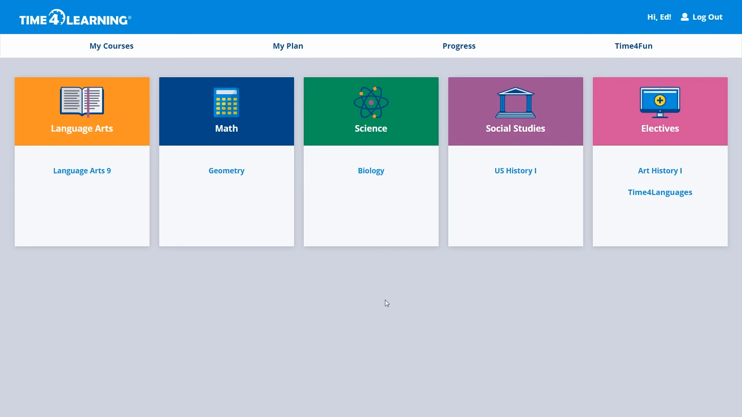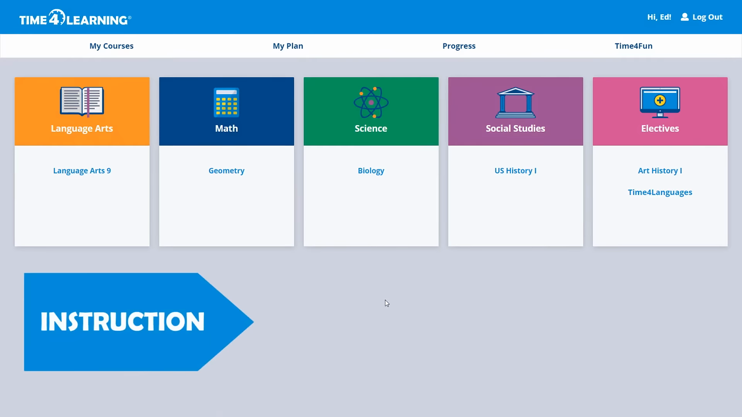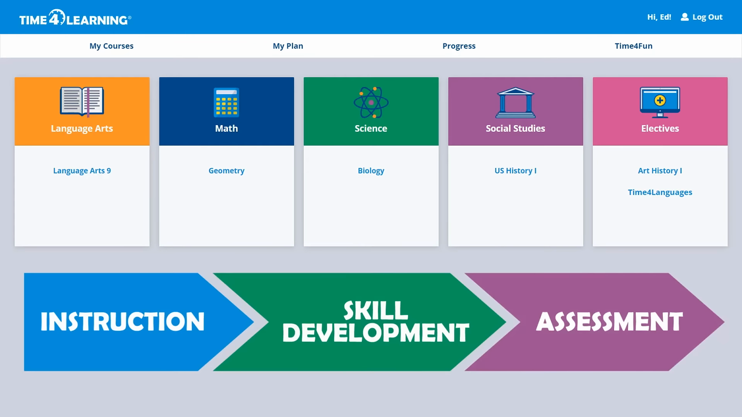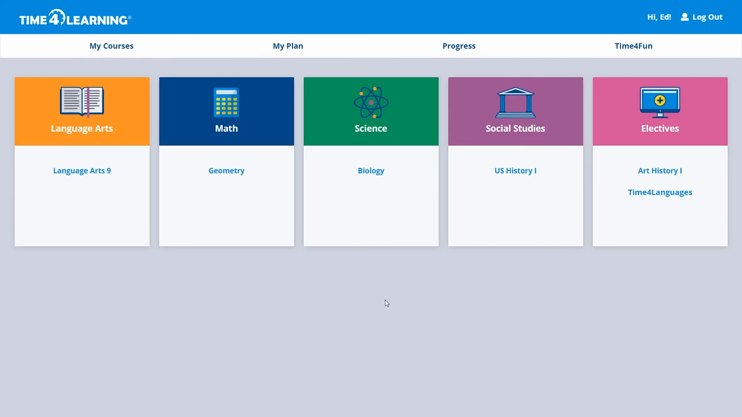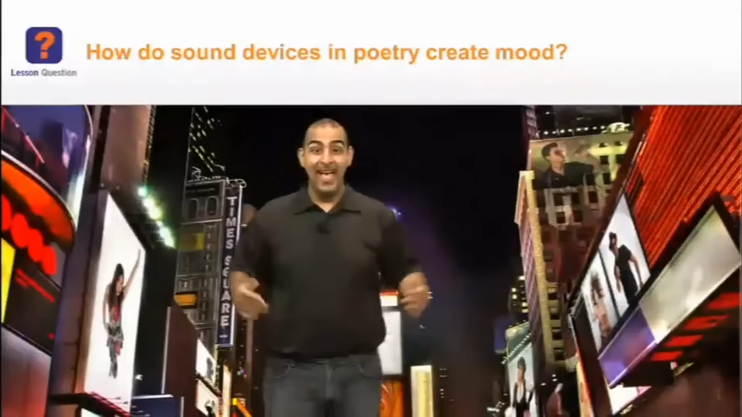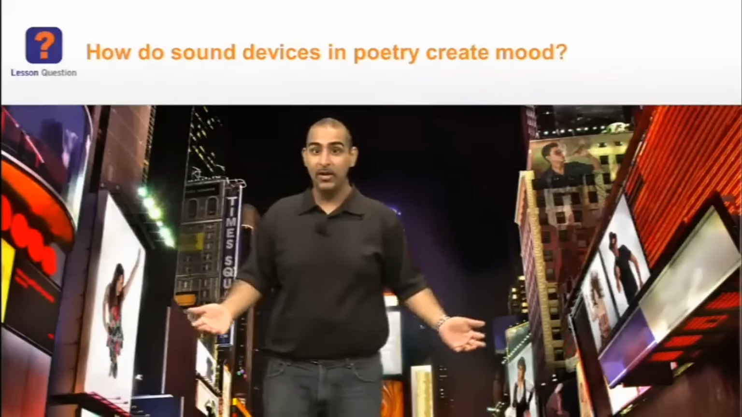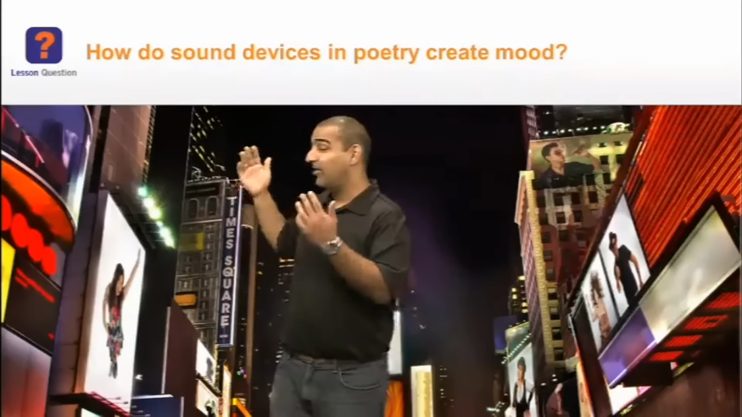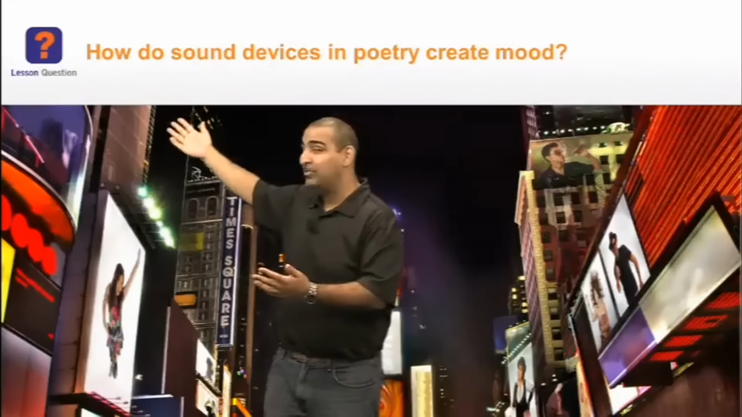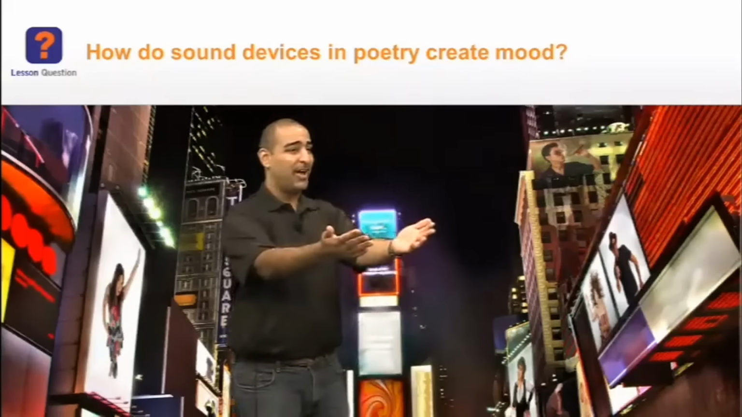Let's look at some demos highlighting how the lessons include all the steps of the learning process: instruction, skill development, and assessment. First, a sample of instruction from Language Arts 9. Although students find poetry interesting to read, many struggle with understanding mood. This lesson demonstrates how sound devices and poetry create mood.